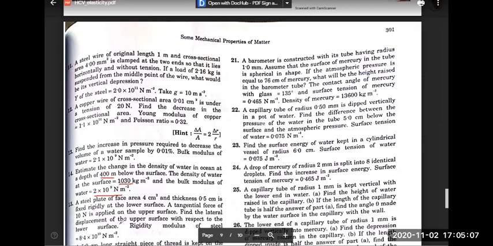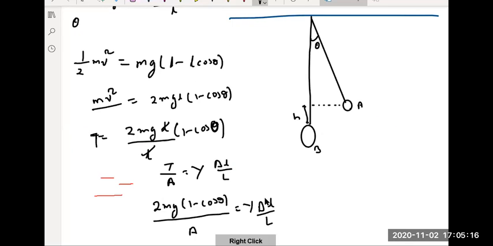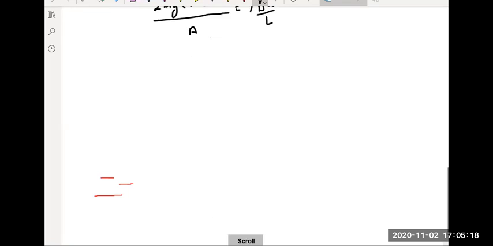Okay. So let's try to calculate this. I'll just use the general term. Now let's try to solve this. Let's see what we already know.